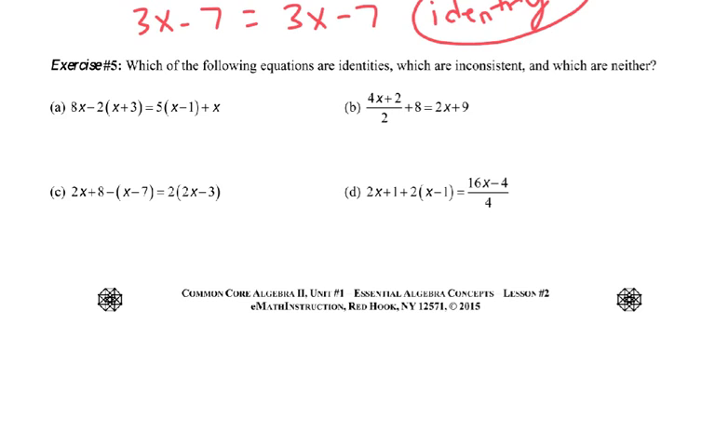Exercise 5 wants you to be able to solve these equations and identify whether or not they are identities, so that they match on both sides. If they are inconsistent, where you get two different things on the different sides of the equal sign, or if it's neither and you can actually solve it for a value of x. Try these yourself, so pause the video, and then to check your answers, go ahead and play it and you can see how you did.